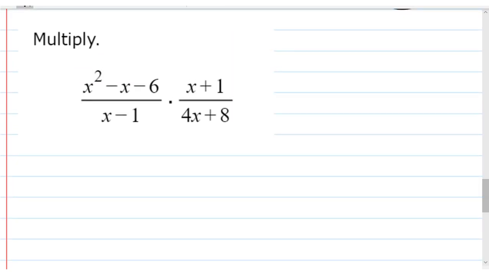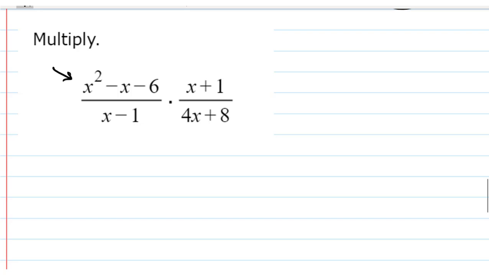This one's a little bit more complicated because the factoring is going to involve procedures for factoring a trinomial, which is not just a GCF anymore. All right, we're multiplying, so we can multiply straight across, but first we should factor and reduce.